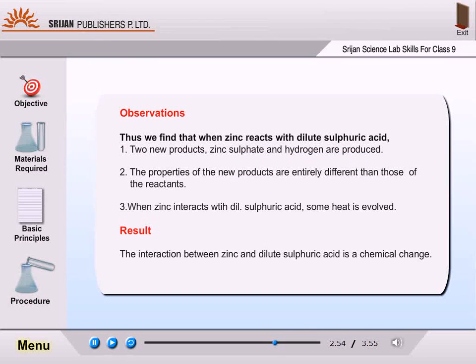Observations. Thus we find that when zinc reacts with dilute sulphuric acid, two new products, zinc sulfate and hydrogen, are produced. The properties of the new products are entirely different than those of the reactants. When zinc interacts with dilute sulphuric acid, some heat is evolved. Result: the interaction between zinc and dilute sulphuric acid is a chemical change.